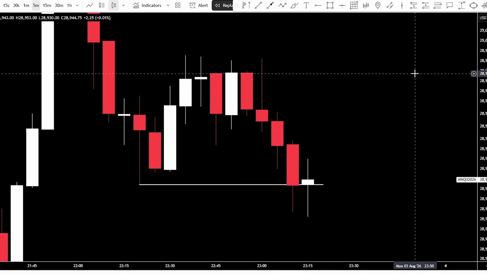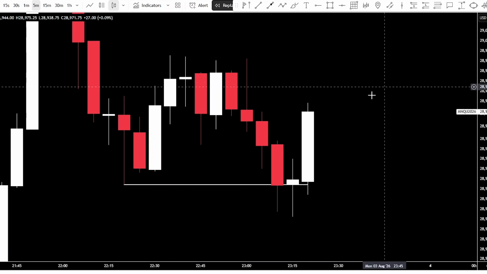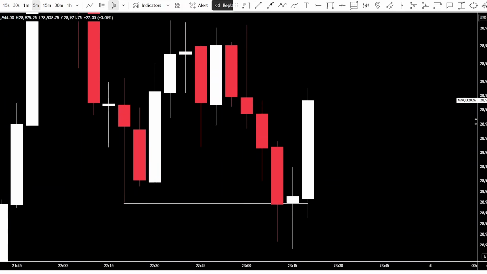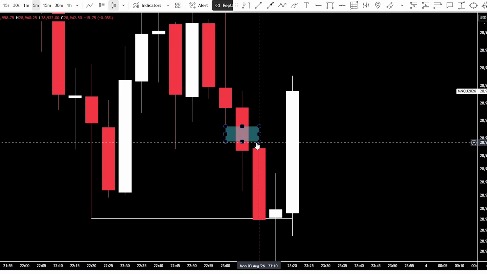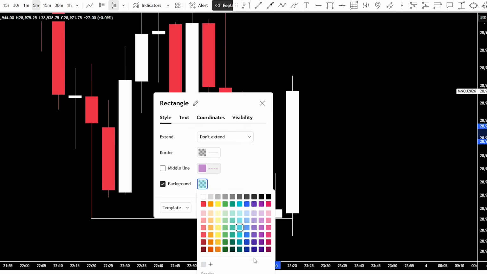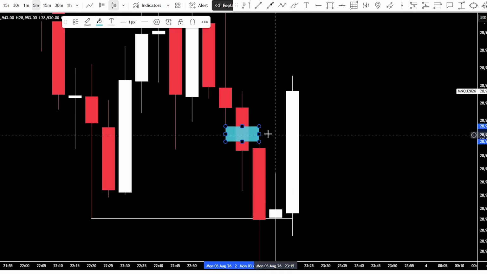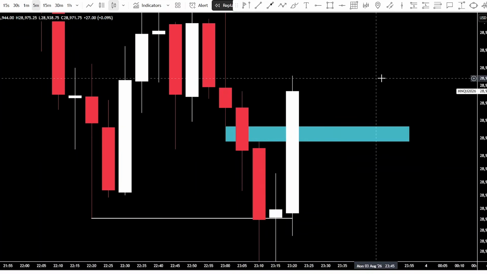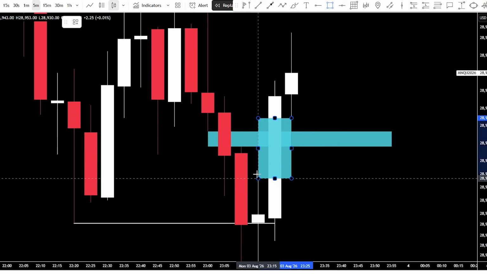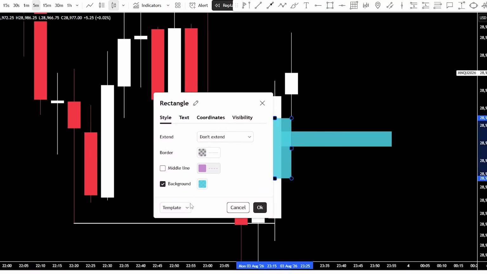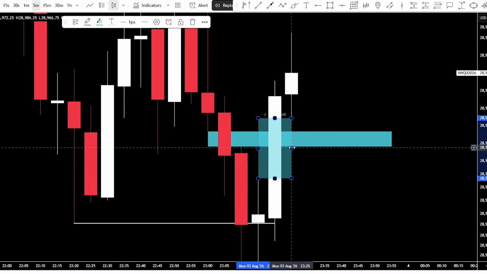The liquidity has been grabbed. We have created, look at that, we have created a bearish fair value gap right here. You will identify that, you will extend that to the right, and you're waiting for a bullish fair value gap to be created as well. It has been created. It is this fair value gap exactly right here.